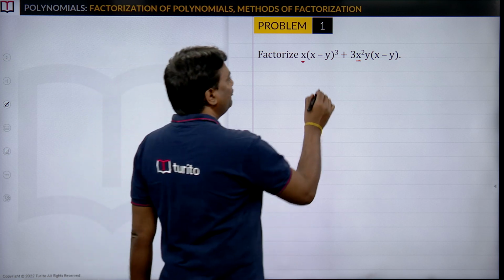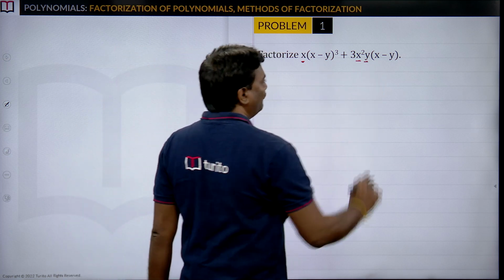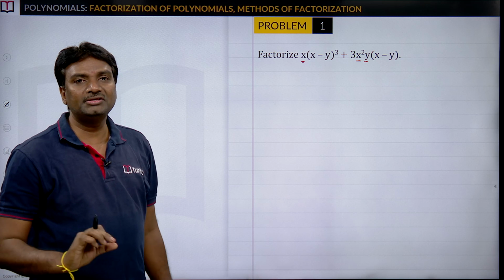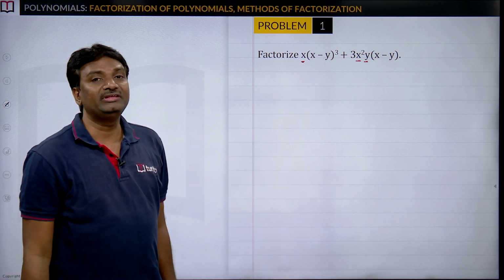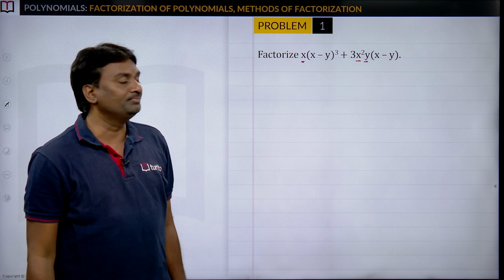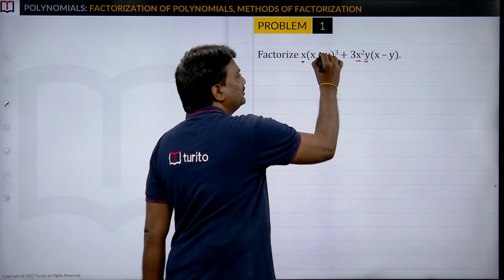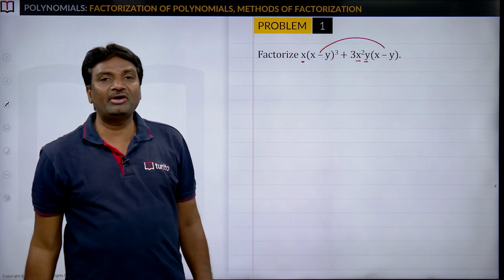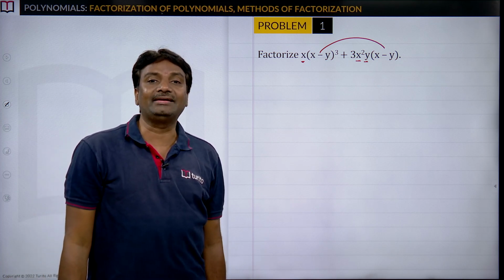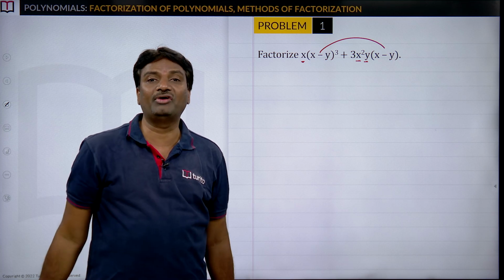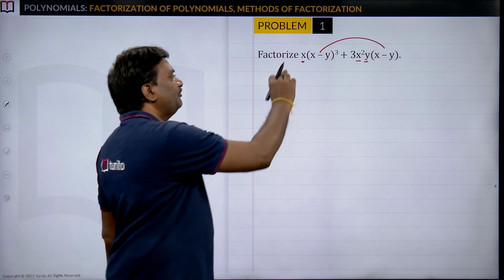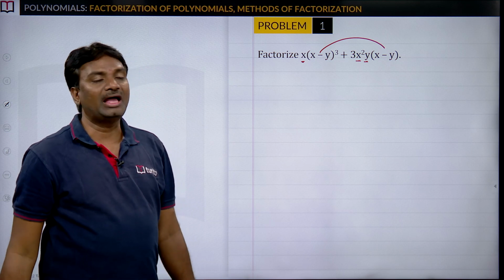In the first term we do not have y, but in the second term we have y. So, that is why y is not a common factor. Here we have x into (x minus y) whole cube. Here we have x minus y. So, (x minus y) whole cube can be written as (x minus y) into (x minus y) whole square. So, that is why we can take x minus y as common.